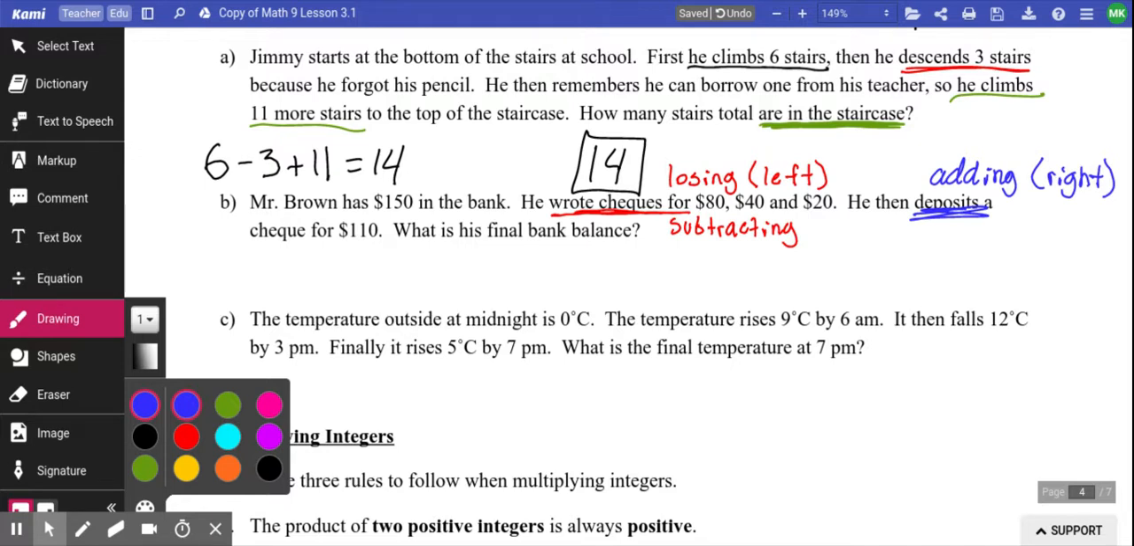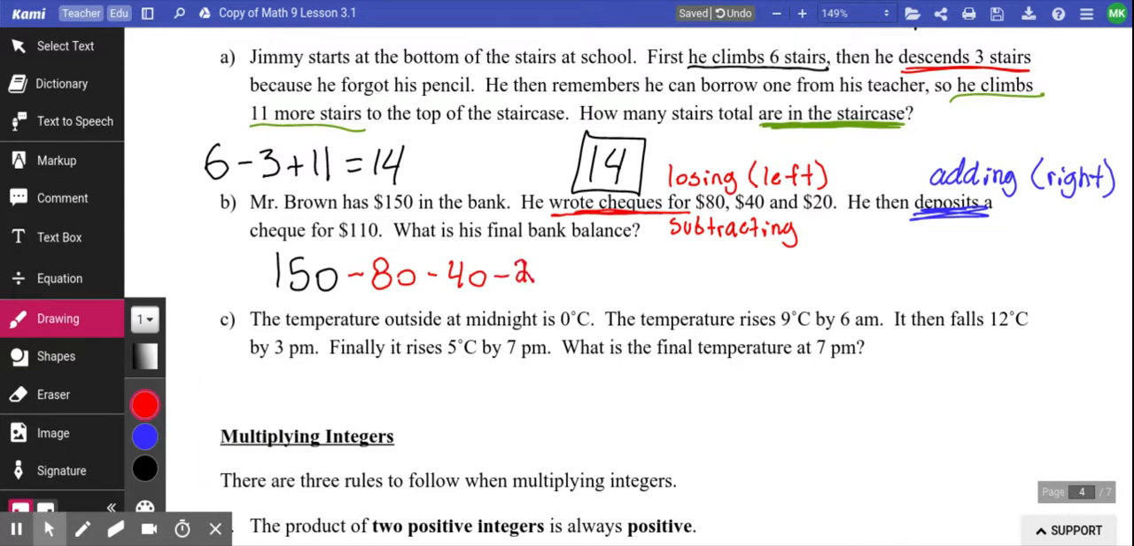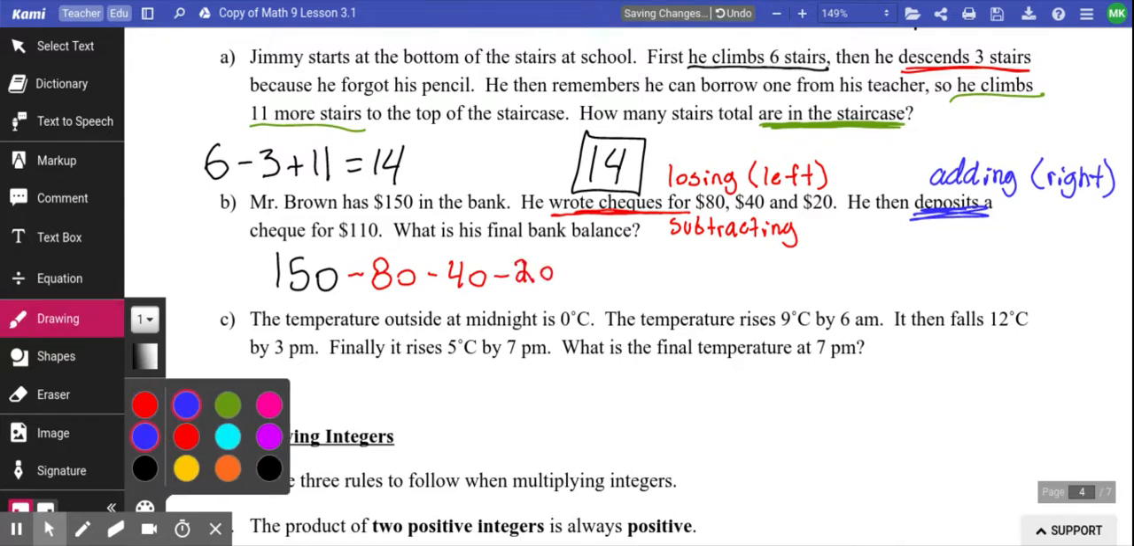Me personally, I would say he has $150. He then writes checks, so loses $80, loses another $40, loses another $20, and then deposits, so adds $110. If you want to do this in your head, do it one at a time to figure out what you're at. You could definitely just throw it in your calculator and that would work fine.